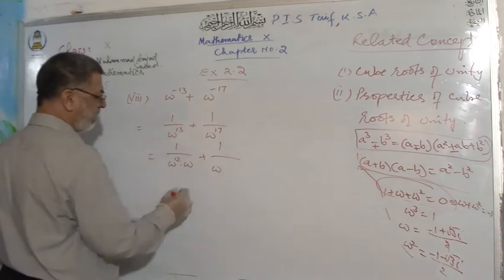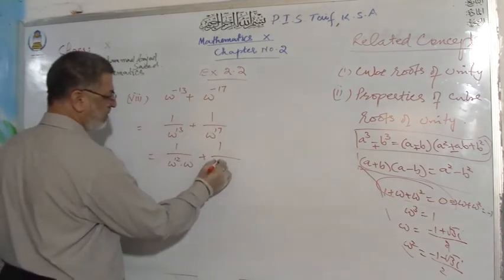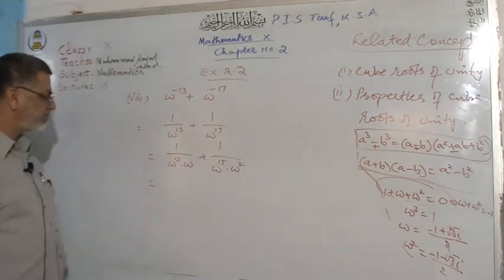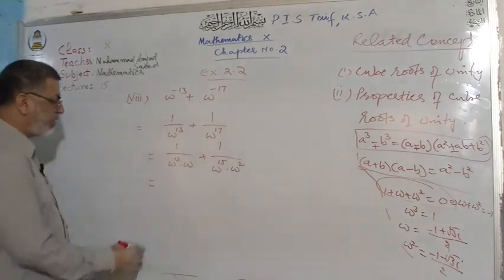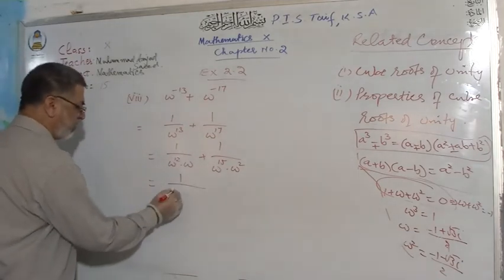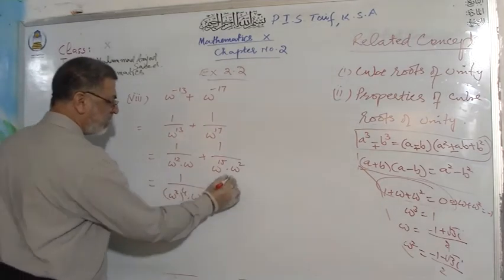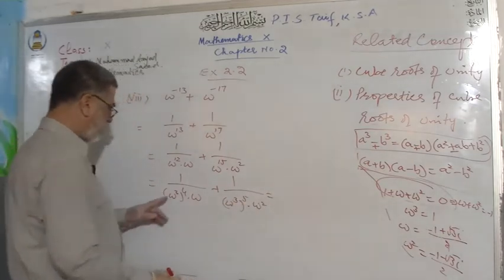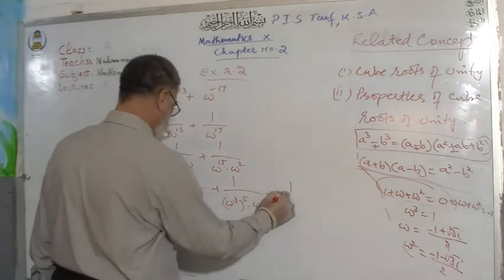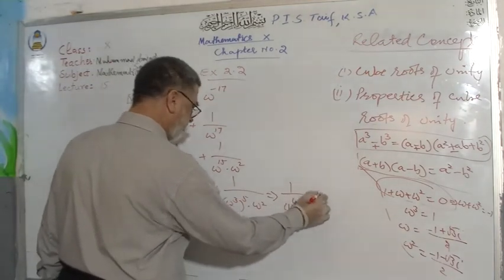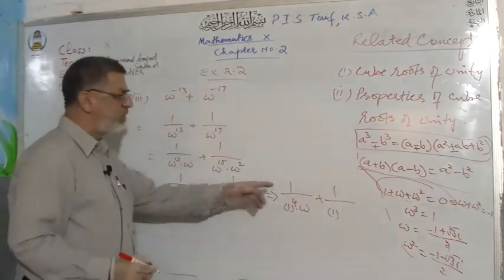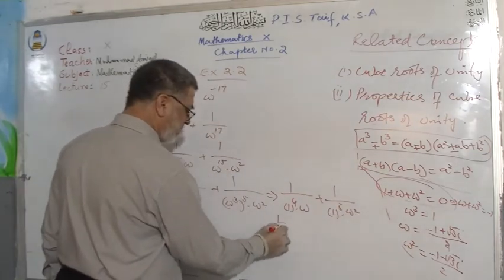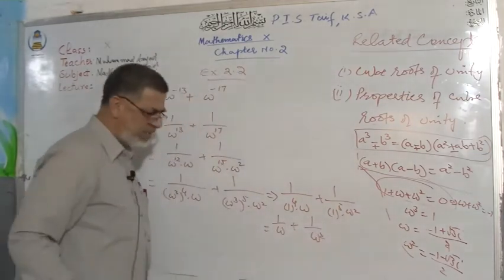Similarly, omega 15 into omega square. But you know that we can write down omega 12 as omega power 3 whole power 4. Here is omega cube power 5 into omega square. Omega cube is 1, you know. So 1 over 1, actually 1. We are using this value, omega square. Here is 1 plus 1 over omega over 1 plus omega square.